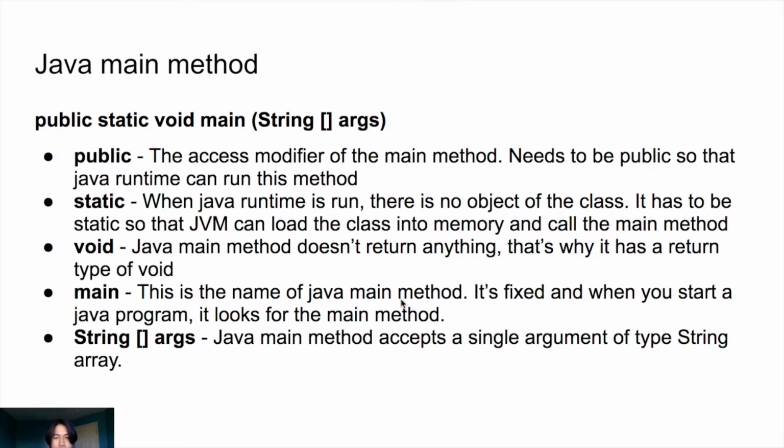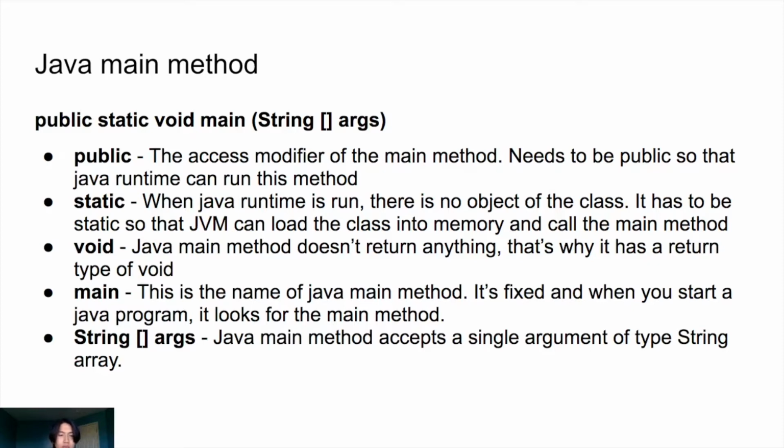One of the most basic and fundamental static methods is the Java main method. You've probably seen this in code really often but never actually understood what it means, and I'll be talking about that today. The main method has several parts to it. First is public, the access modifier of the main method. It needs to be public so that the Java runtime can run this method.